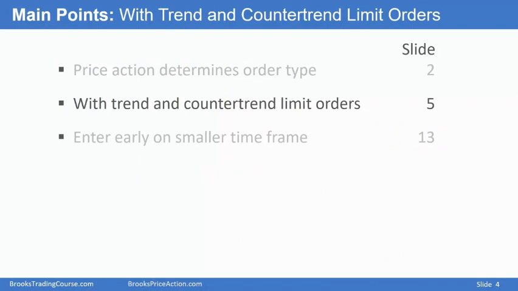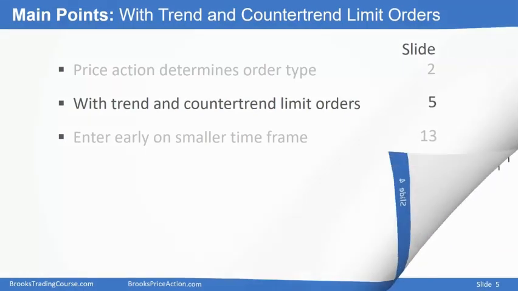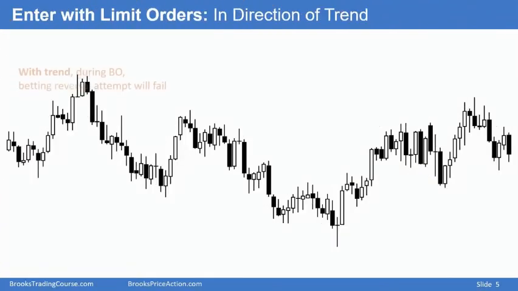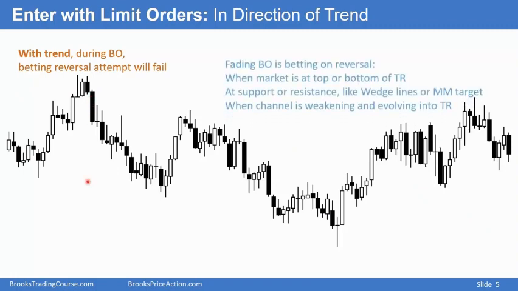Traders can use limit orders when they're trading in the direction of the trend, betting on reversals failing. And they can also use limit orders betting on a reversal in a trend. We have a bear trend here, a bull trend here. Trends are always trying to reverse.